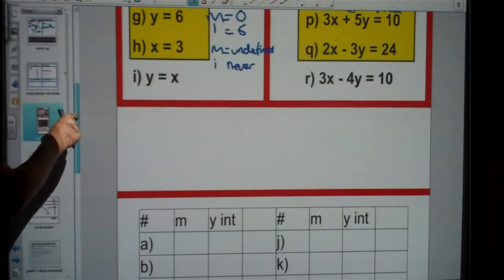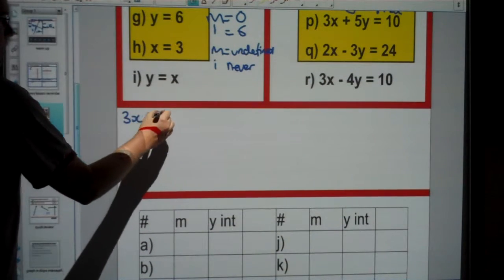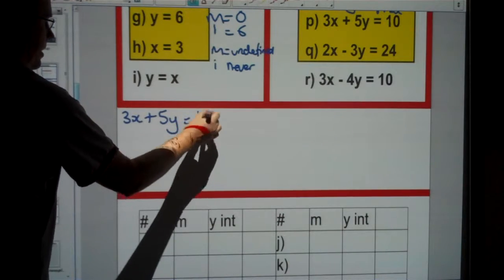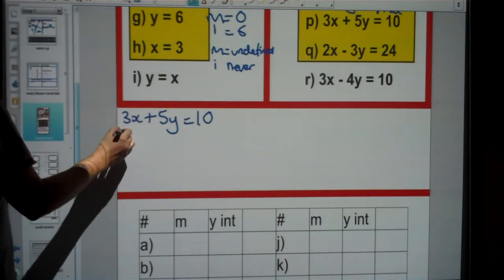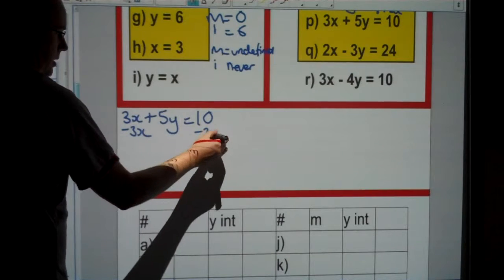Now I'm going to work out the one over this side, so 3x plus 5y equals 10. I'm trying to solve for y, so I'm going to move the 3x to the other side first of all.